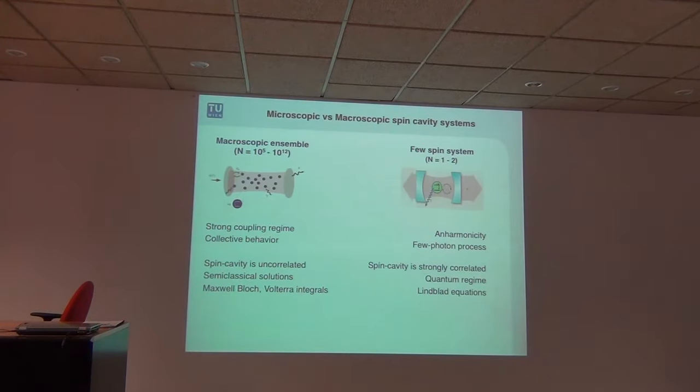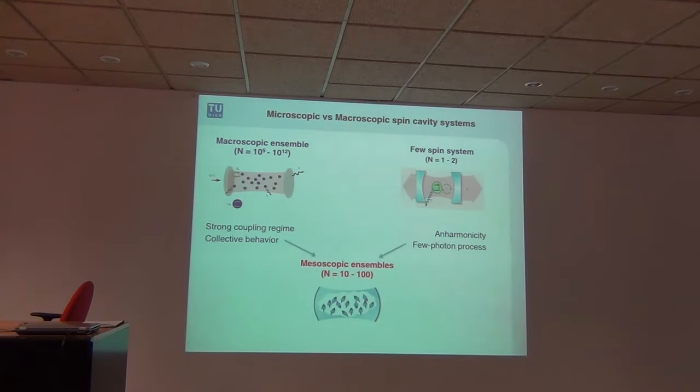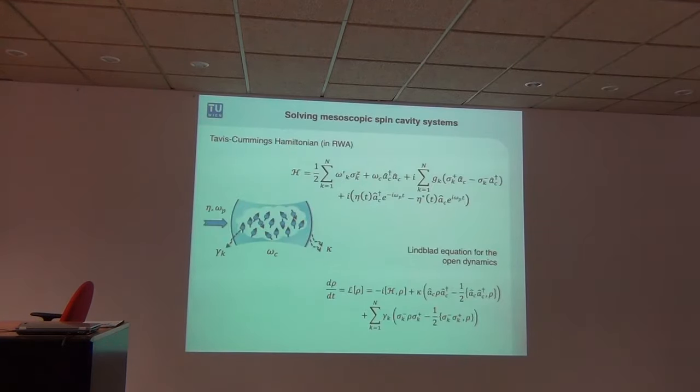So if we want to generate pulse revival of light, but in the context of non-classical light, we have to go somewhere in between. We have to go to a particular regime that has enough spins to show some collective effect, but is small enough to retain the non-classicality and not go to the semi-classical limit. And this is the point that we are going to look at now. So once again, for solving the mesoscopic spin cavity system, we come back to the Tavis-Cummings Hamiltonian, where you have a small number of emitters inside a quantum cavity, and then you can drive the cavity with some external field. And the true solution for this system would be given by the Lindblad equation, which would define the open dynamics of this entire system.